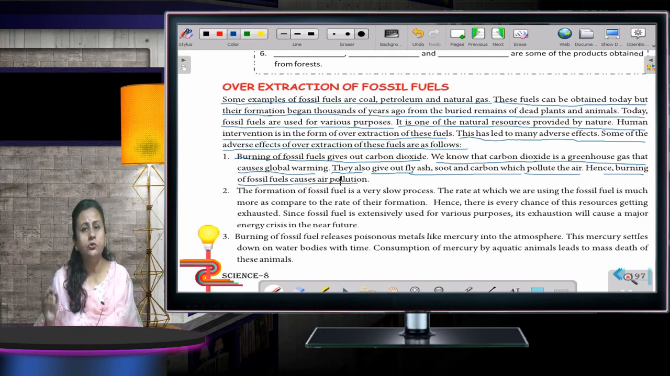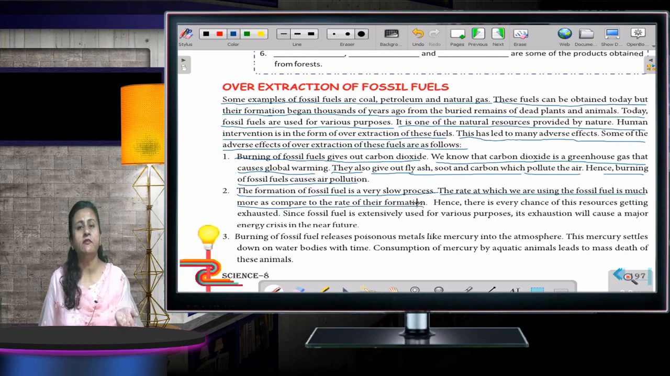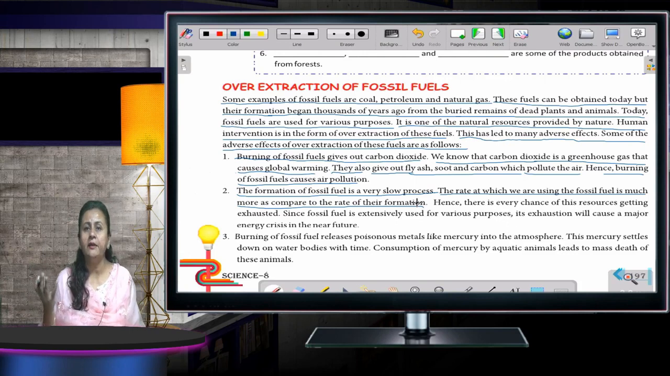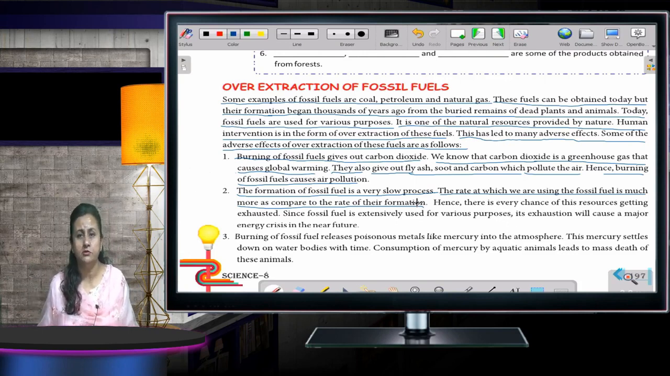Use as much fuel as is required. Don't go for unnecessary wastage. The formation of fossil fuel is a very slow process. The rate at which we are using fossil fuel is much more as compared to the rate of formation. The rate at which we are using it is very high, but the formation is very slow because it takes millions of years for the remains of the dead plants and animals to turn into fuels.